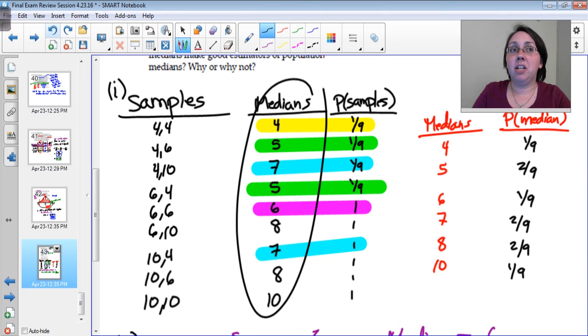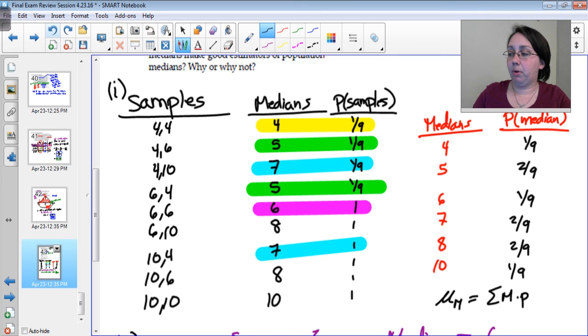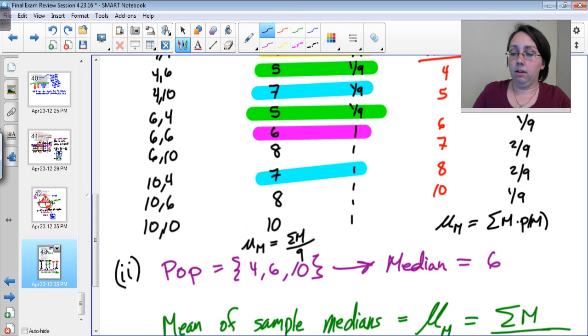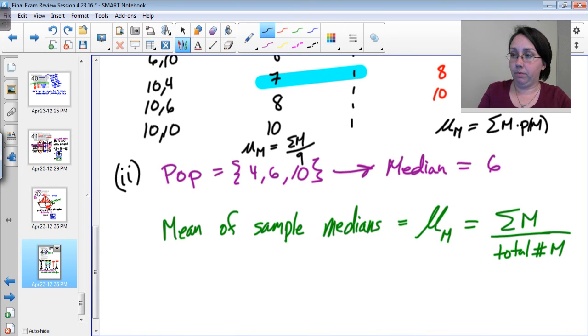Do you need me to remind you about the other formula? It's the sum of the median times the probability of the median, if you want to do that one. Otherwise, the mean of the medians is the sum of the medians divided by 9. Either way you want to do it, you will get the same answer, and it's using the same information.